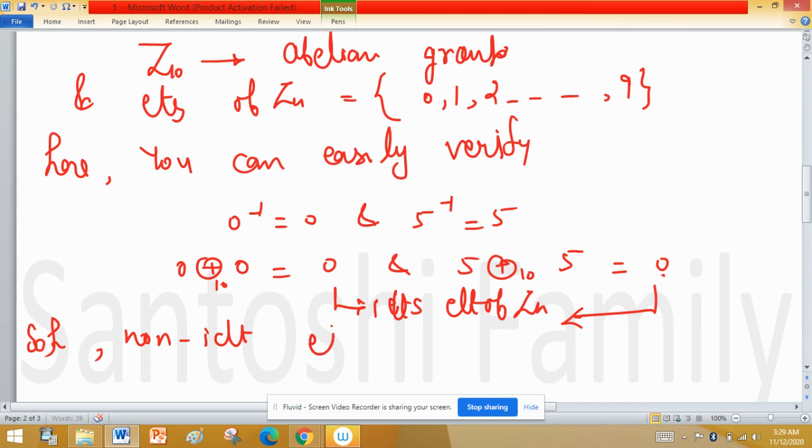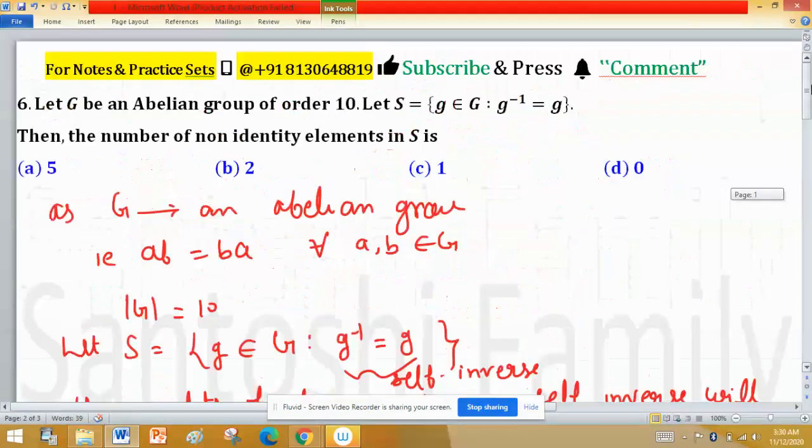So the non-identity element in S is only 5. So the number of elements asked, which are non-identity and belong to S, is only 1, the element 5. So option C is the right choice.